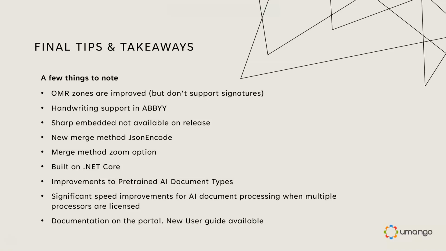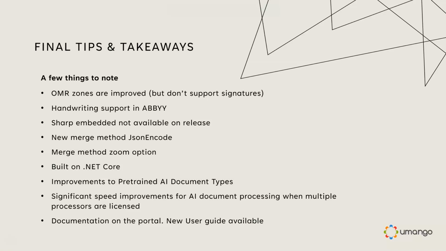There's also some general improvements to our pre-trained AI document types that you'll see. Just better accuracy, particularly with some of the benefits in the invoice document type. There's improvements in the way information is presented and identified there, so that's a good thing. There's significant speed improvements for AI document processing.